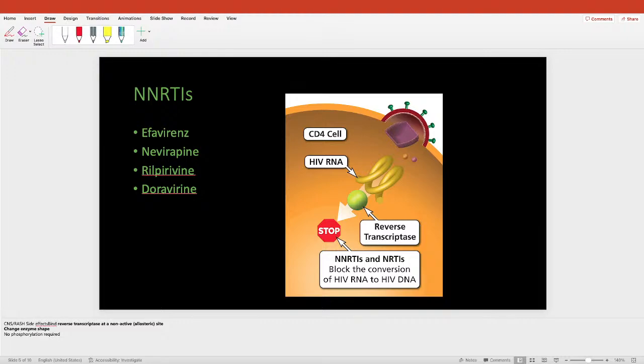And also with NRTIs, they actually mimic nucleotides. Whereas non-nucleoside do not mimic nucleotide. So you can think of non as non-nucleotide mimics, and NRTI is nucleotide mimics kind of thing. Hopefully that kind of helps.